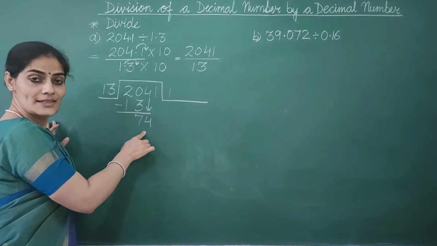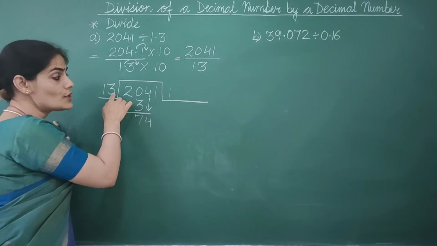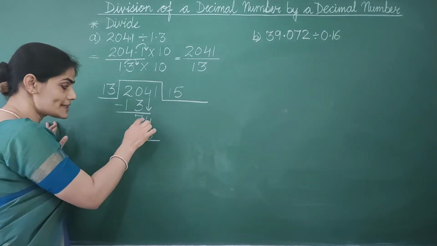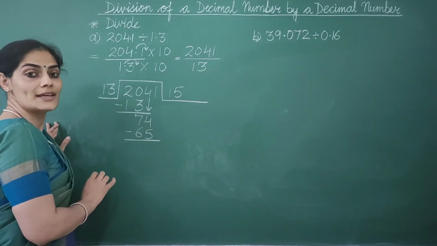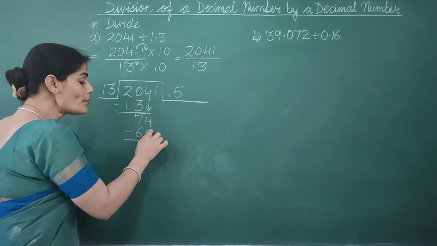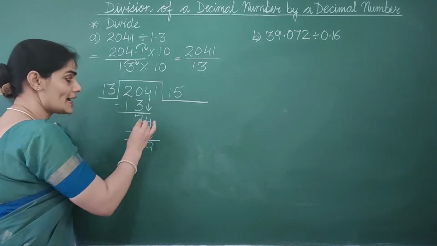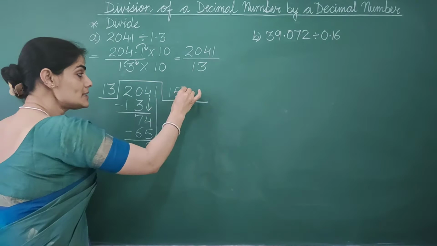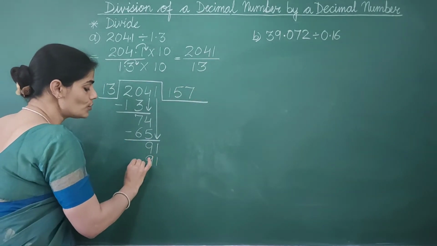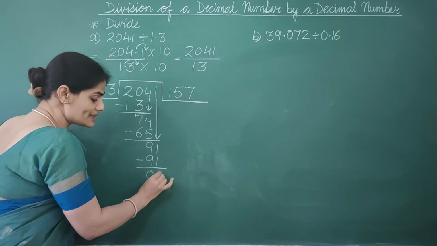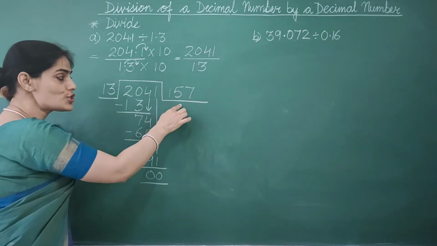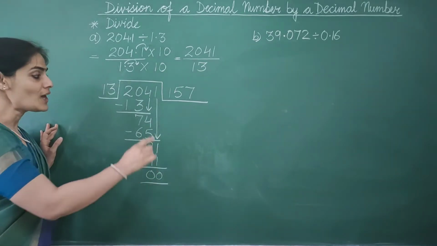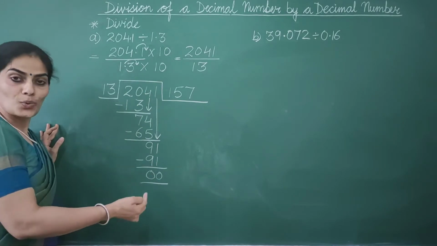We don't get 74 in the table of 13. So 13 5s will be equal to 65, which is the nearest number less than 74 in the table of 13. 74 minus 65 is equal to 9. I bring down the last digit, which is 1, and 13 7s is equal to 91 and the remainder is 0. So the quotient of this division problem is 157. I hope you found this whole process quite easy.